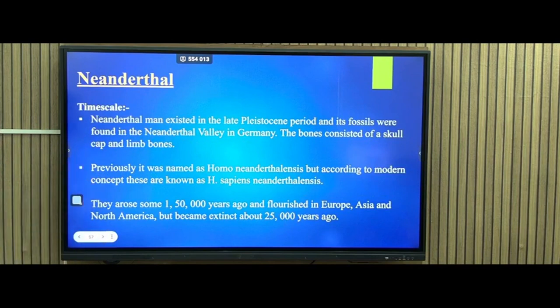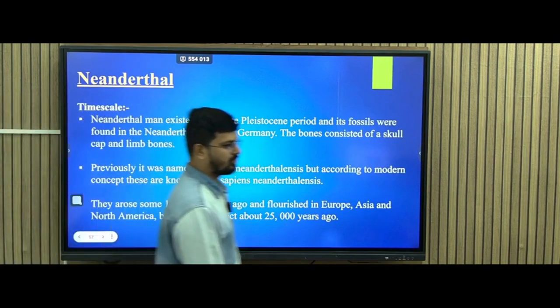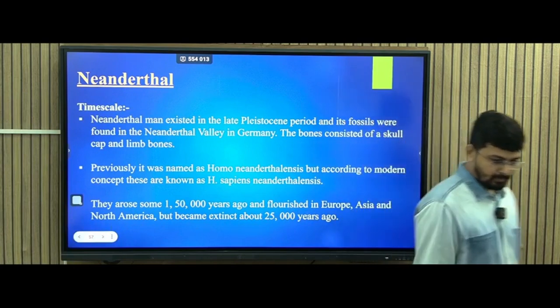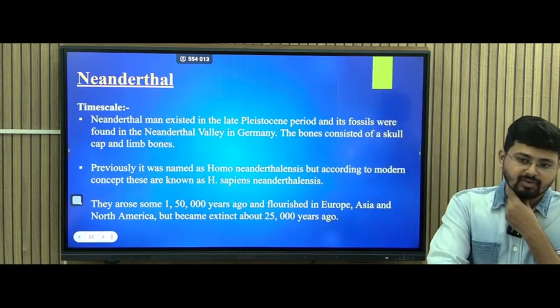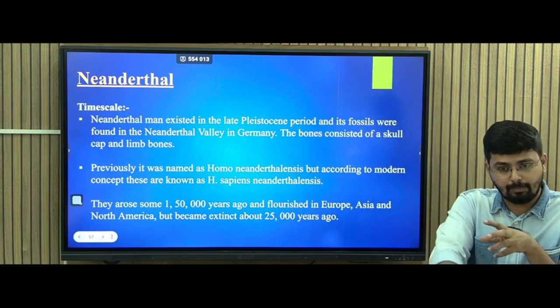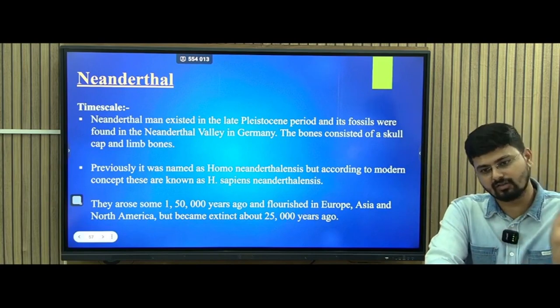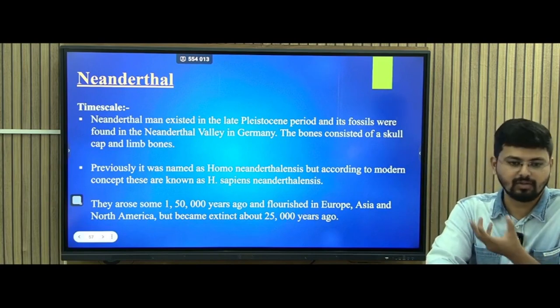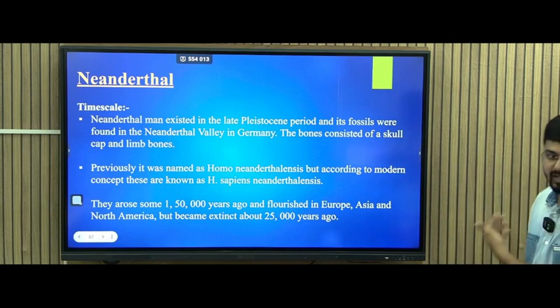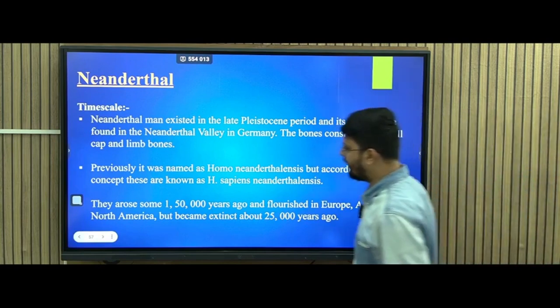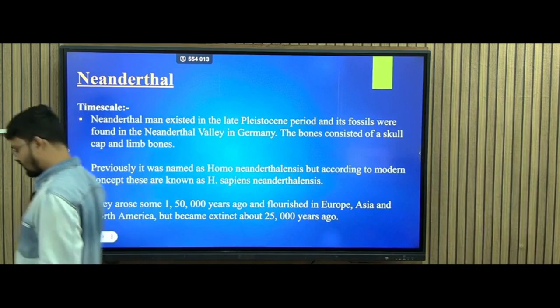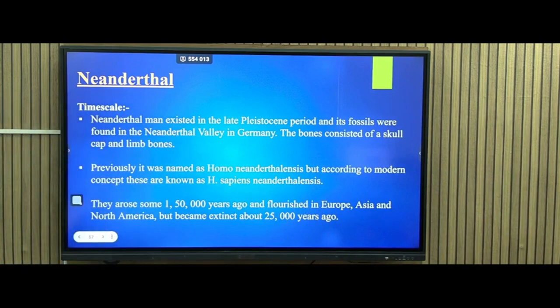Then coming to the next fossil, Neanderthal. Some people call it Neanderthal, and some people, after seeing their features, call it Homo sapiens Neanderthal. Modern scientists call it Homo sapiens Neanderthals because they believe that Homo sapiens and Neanderthals evolved together, because there is interbreeding between them, and henceforth it is Homo sapiens Neanderthals.